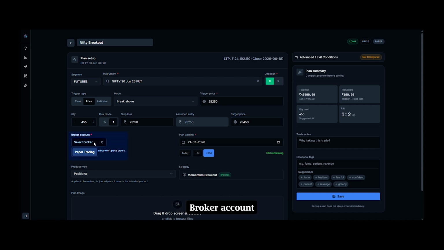Broker account. Select the broker account that should be associated with this plan. Whether you're using a live account, a journal account, or even paper trading, the planner works exactly the same way. Plan valid until. For this example, we'll set the plan to remain valid for the next 7 days. If the breakout never occurs within that period, the plan simply expires and we move on to the next opportunity.